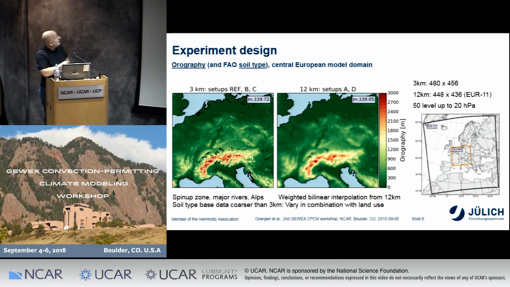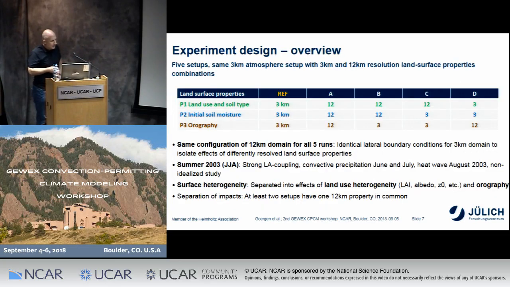So finally here, orography, that shows you again our model domain, Central Europe, Alpine Ridge over here, 3 kilometers, 12 kilometers, and you see here again the double nesting setup with a 3-kilometer box and then the 12-kilometer driving. Yeah, we had to have the German rivers in here and so forth. So there are certain reasons to go for that model domain.